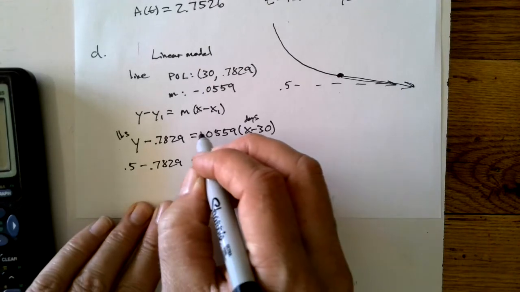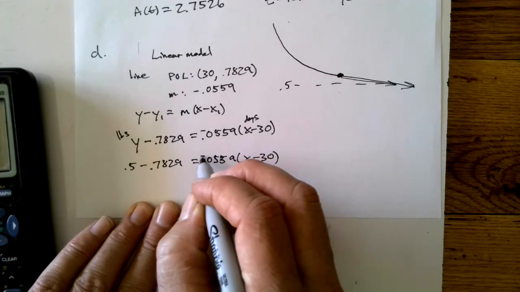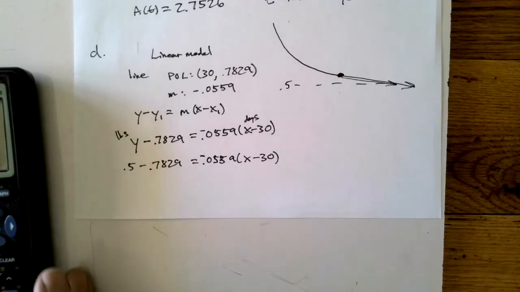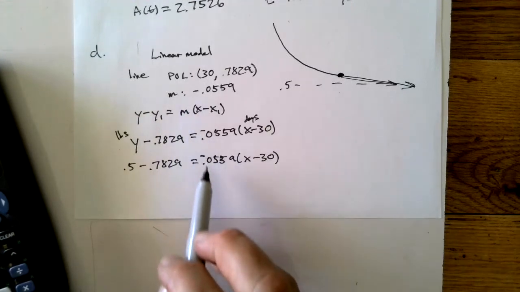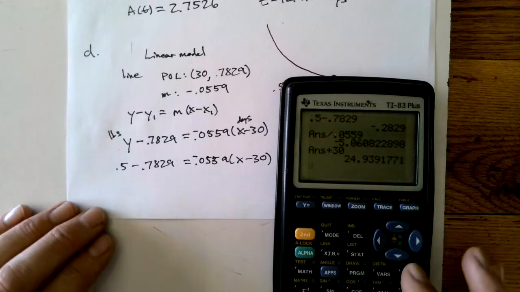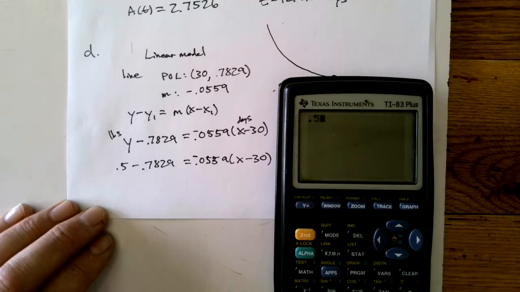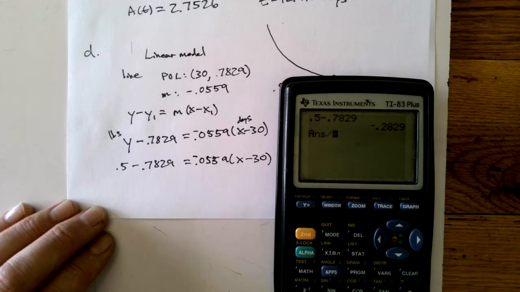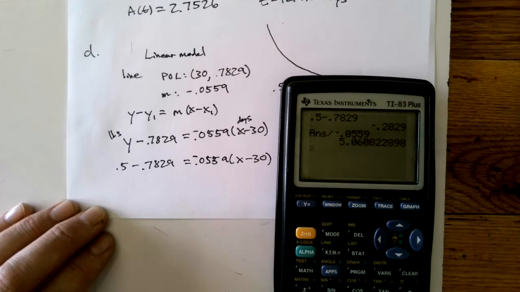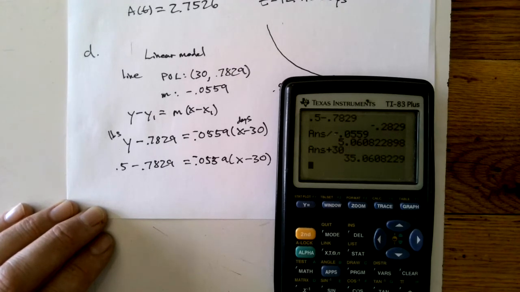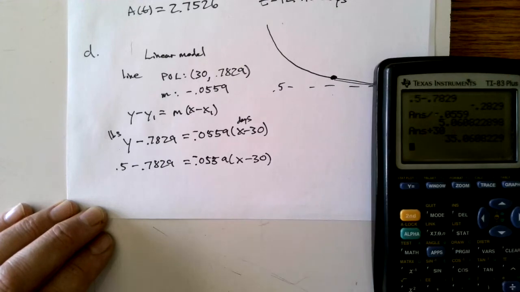Oh, I'm sorry, folks. I forgot the negative sign right there. My answer wasn't coming out. I forgot my negative sign. Sorry. Let's try that one more time. 0.5 minus 0.7829. That's where I was going wrong, because I've done all this right. Divided by negative 0.0559. We get that. We add 30 to it. And then we get 35.060.